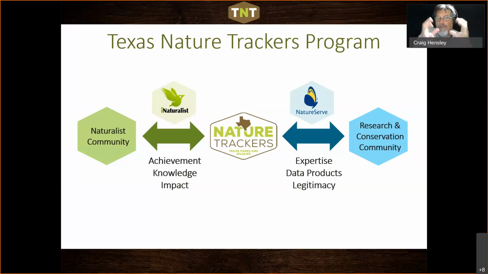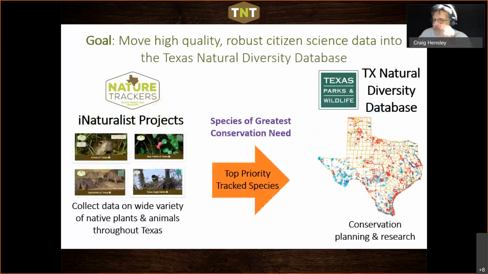So again, the strength of the community science naturalist community is very, very impactful in terms of magnifying the impact that one biologist can have in documenting flora and fauna. So we get those folks recruited, and then they get out and do their thing, and then we can take some of that data and get it over to the research and science community. Our goal ultimately is to move high quality data into what's known as the Texas Natural Diversity Database.